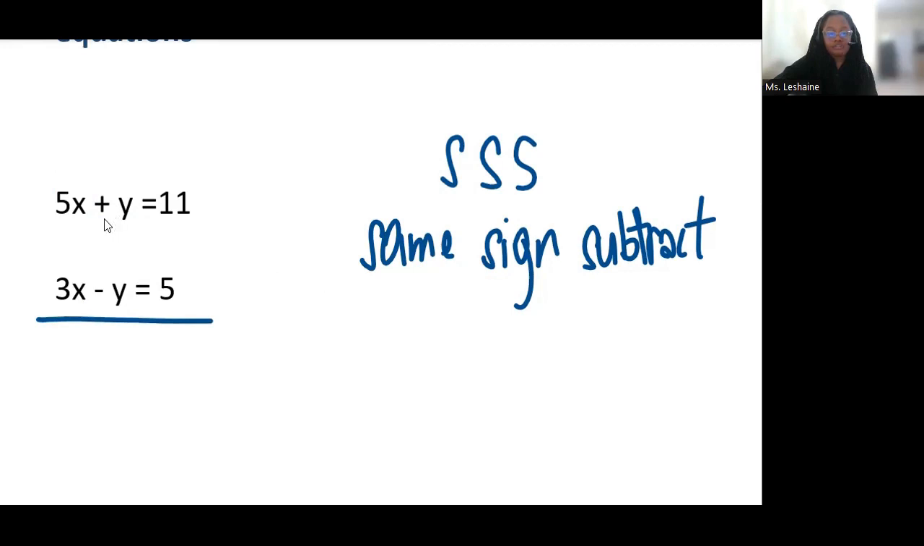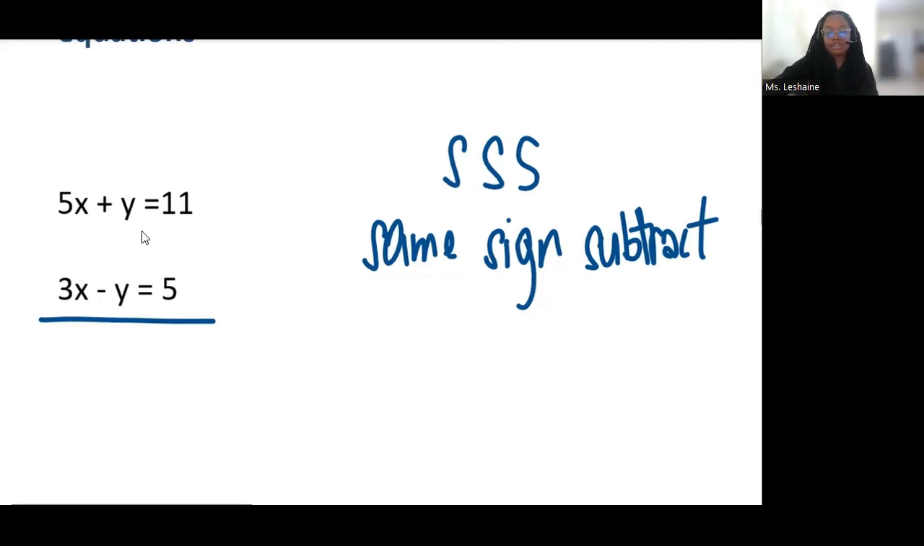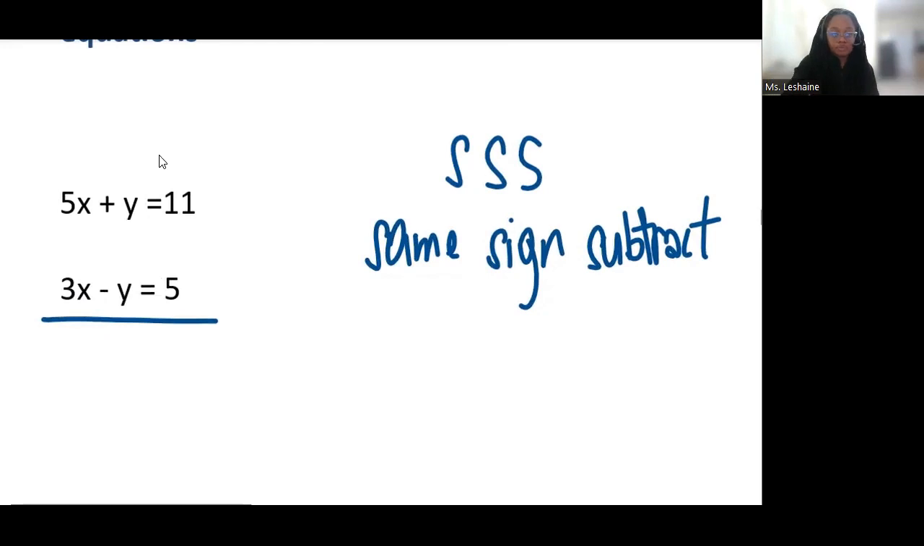Now, do they have the same sign? No. That means we are going to do addition. So when the signs are different, we do addition. When they have the same sign, we subtract. So same sign, we do subtraction. Different signs, we add. So what we're going to do now is add the two equations to each other. So I'm going to put my plus sign, and I'm adding the entire thing.